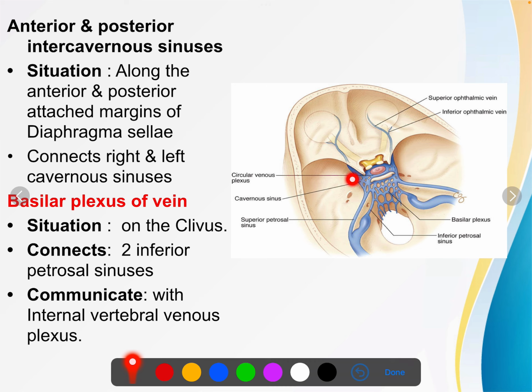The next one, anterior and posterior intercavernous sinus. These are situated along the anterior and posterior attached margin of the diaphragma sellae that connect the right and left cavernous sinus. The next one, that is the basilar plexus of vein that is situated on the clivus that connects to the inferior petrosal sinus. This one is the inferior petrosal sinus, and it also communicates with the internal vertebral venous plexus.